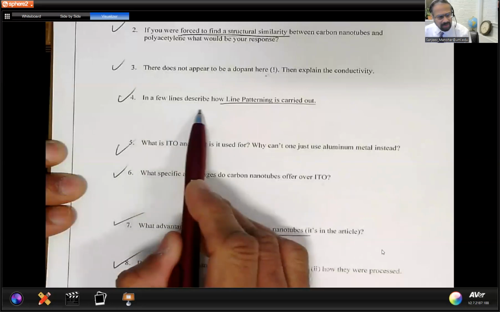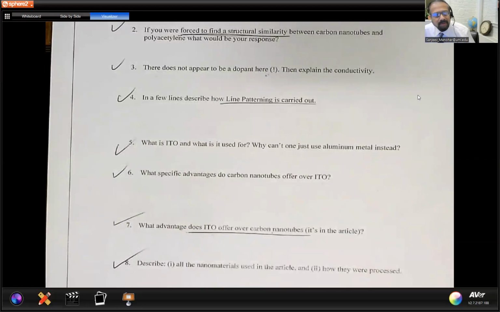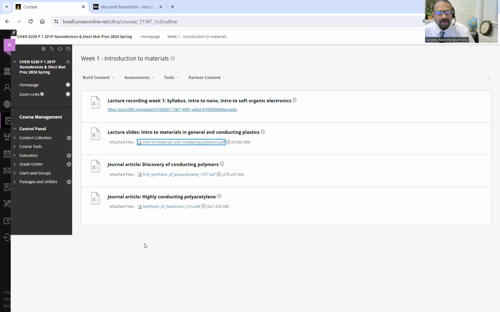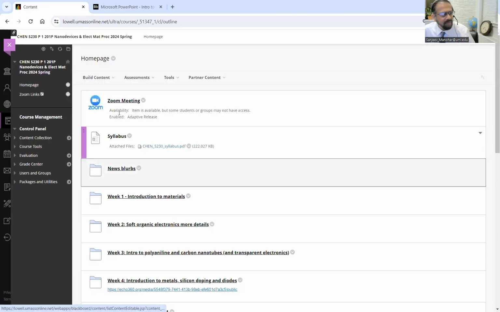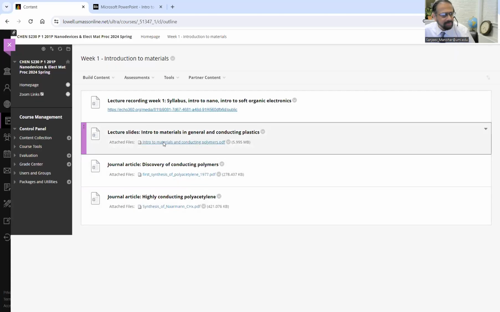In a few lines, describe how line patterning is carried out. So some of you did a decent job, but I've already shared this in a slide. I don't think you looked at it. So let me go back to Blackboard, very first week. Go to the home page. Your week 1, Introduction to Materials. I'm opening the PowerPoint presentation I shared with you all.